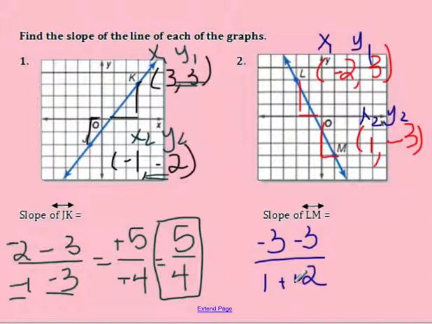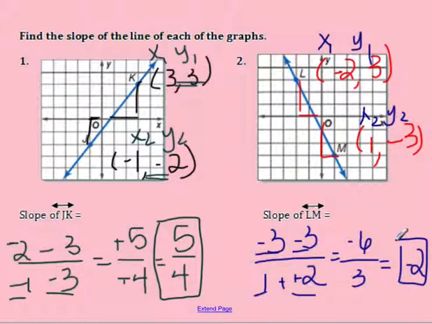So now we're going to have negative 3 minus 3, which gives me negative 6. 1 plus 2 is 3. Negative 6 divided by 3 is negative 2. So the slope of that line then is negative 2.